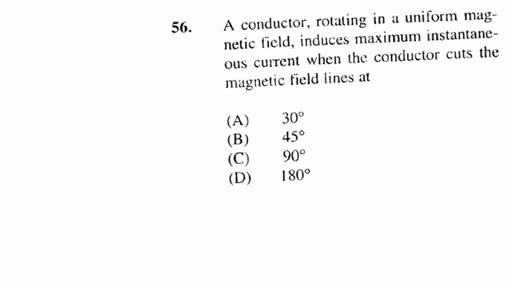Number 56. A conductor rotating in a uniform magnetic field induces maximum instantaneous current when the conductor cuts the magnetic field lines at C, 90 degrees. This is just one you gotta know.